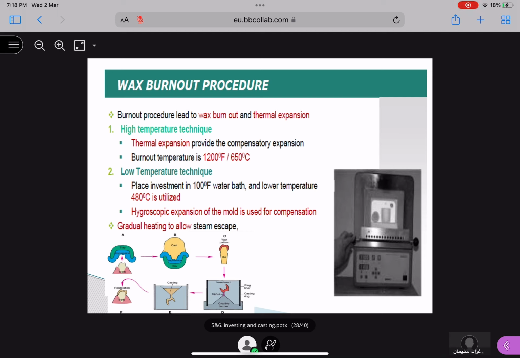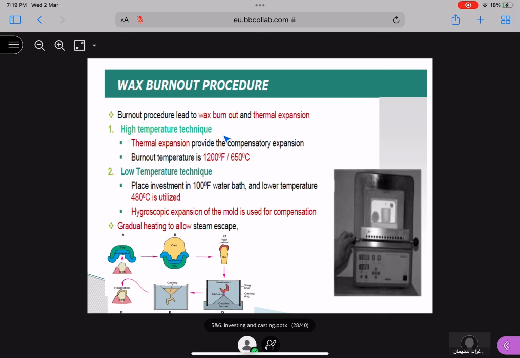Then once you have filled it, you can wait for the set of the investment material. Once it is set, you can go for the wax burnout procedure. You can see here how you can burn it out. When you are giving the heat, there is a procedure leading to wax burnout, and also the thermal expansion. Now you have two techniques.